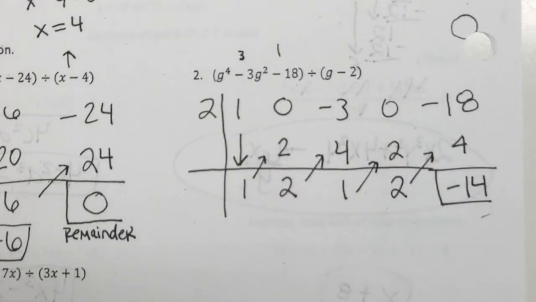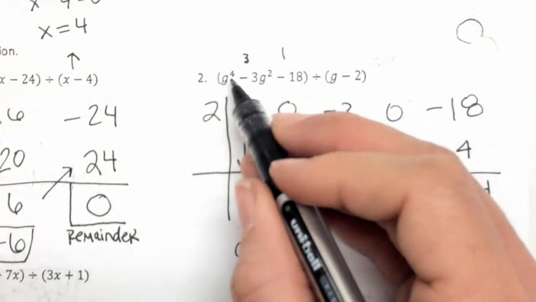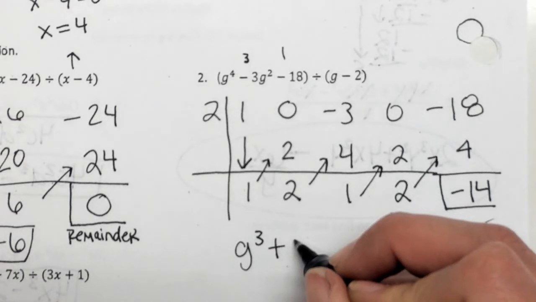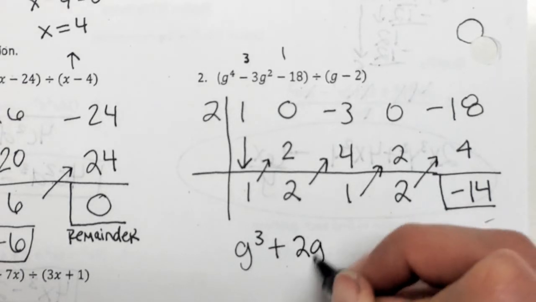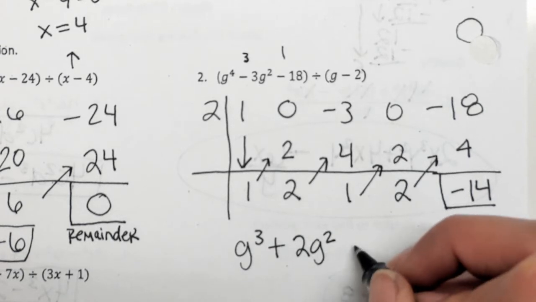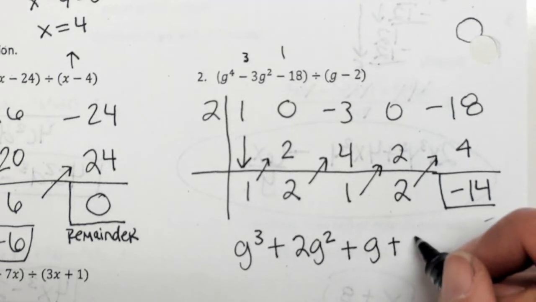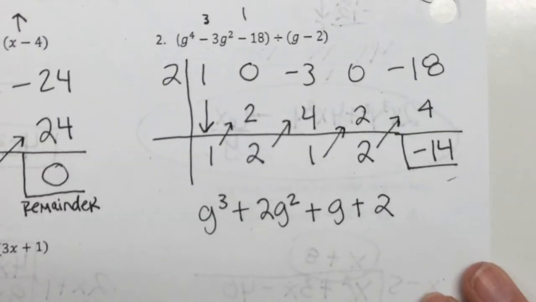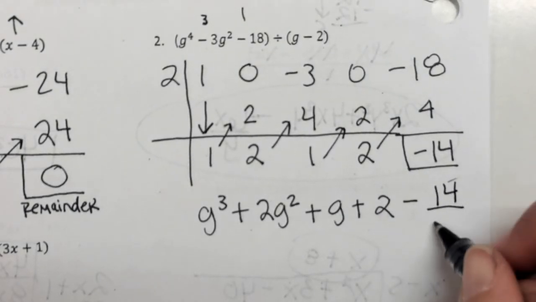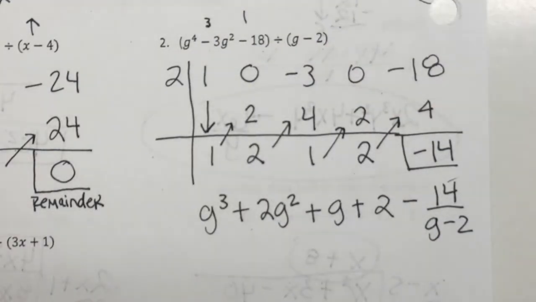Let's write our answer, okay? This will be 1g to the what? Third, good, one less here. Plus what? 2g squared. You just go in order. You don't skip on these. Plus what? G plus just 2. Now for the remainder, we write it the same way we did long division. So it's negative 14 over what? G minus 2. Very good. Yep. That's it.